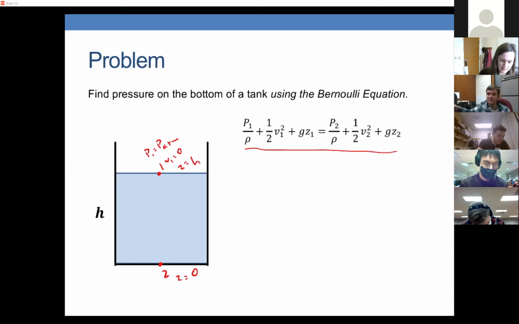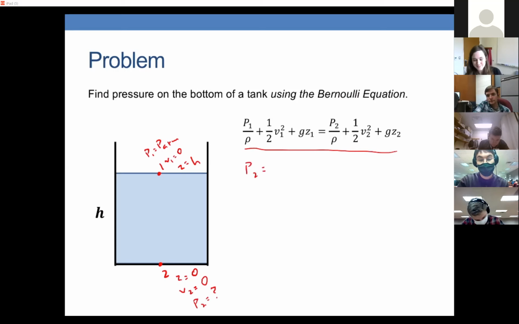Okay, and then what is the velocity at the bottom? What's V2? Zero. Yep. And pressure is what we're trying to find. So get me P2 from this.